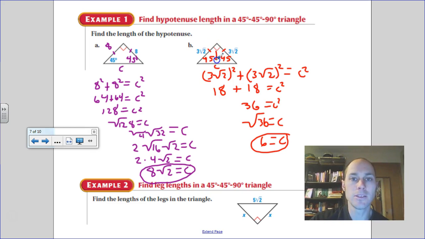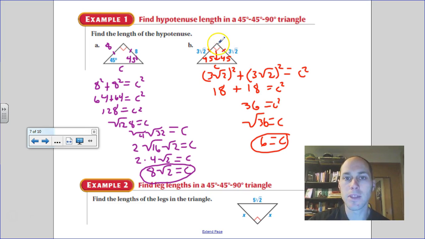Here's the hypotenuse, call that c, so 3 square root of 2 squared plus 3 square root of 2 squared equals c squared. 3 times the square root of 2 times itself, 3 times 3 is 9. Square root of 2 times itself is 2, so 9 times 2 is 18. So we have 18 plus 18 equals c squared. That combines to give us 36. Take the square root of that, and that gives us 6.